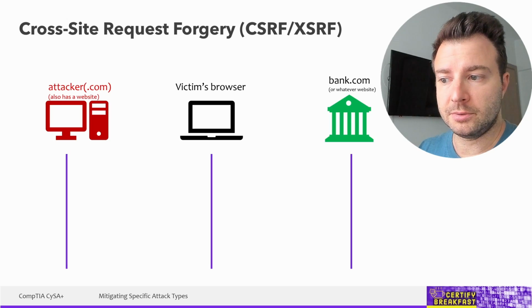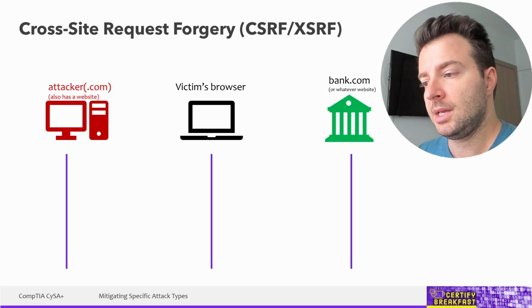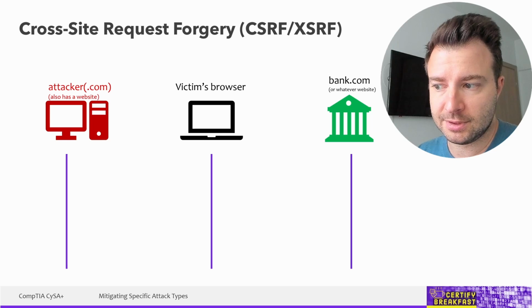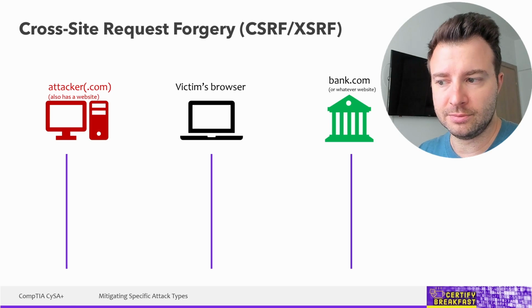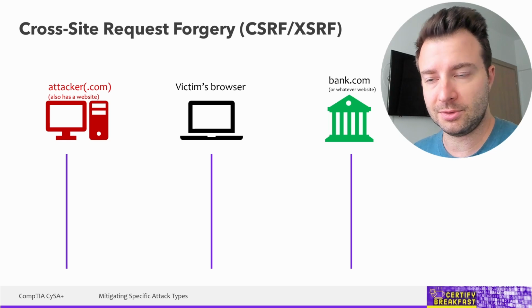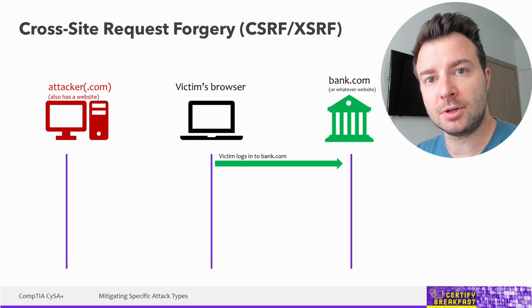So what do we have here? Well, we have a valid website on the right. It might be a bank or whatever website. We have an attacker on the left, and they also have their own website. And then that's you in the middle, your victim's browser, your computer. So what happens here? Well, one day you just decide you want to visit your bank's website.